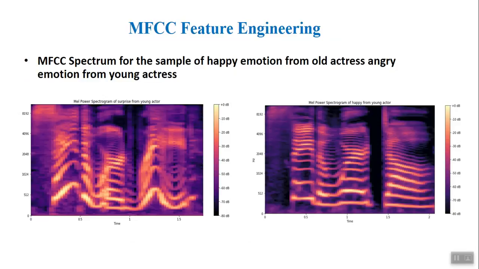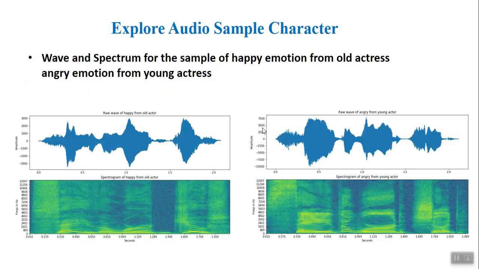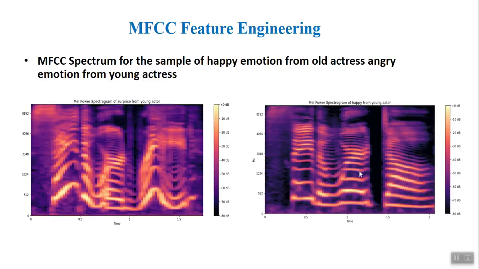So after doing this MFCC feature engineering, I got these two different MFCC spectral samples, and you can find out this is the surprise from the young actor, and this is the happy from the young actor. The sample patterns are significantly clearer than the wave chart or spectral chart before, where you can barely see a lot of difference. You can see a very clear difference between those two emotions, even though it's only from the same actress.